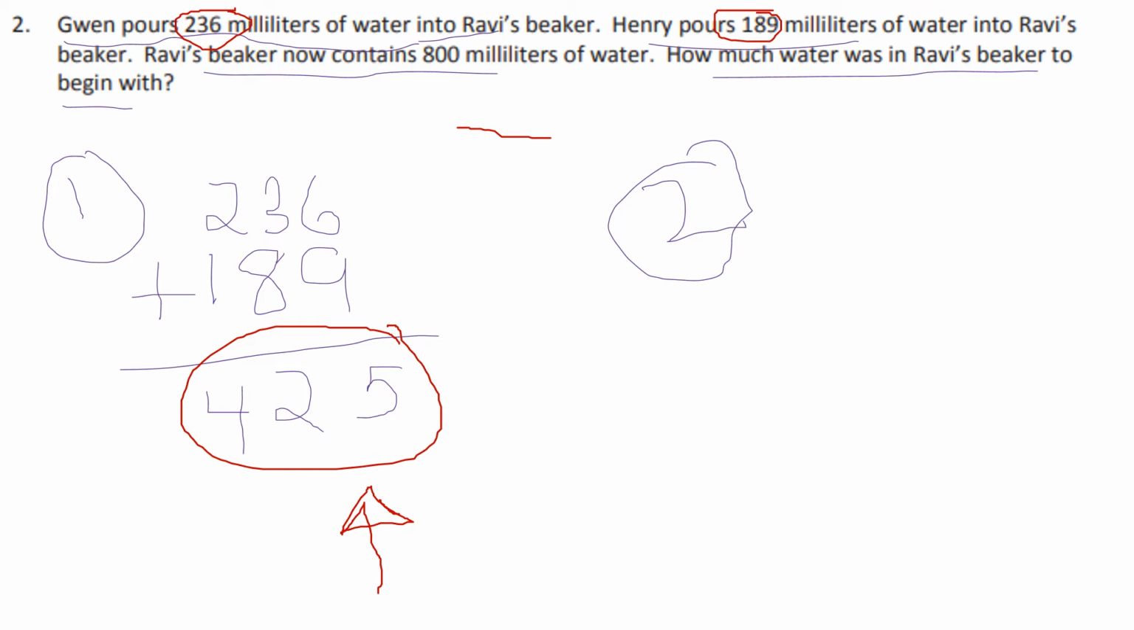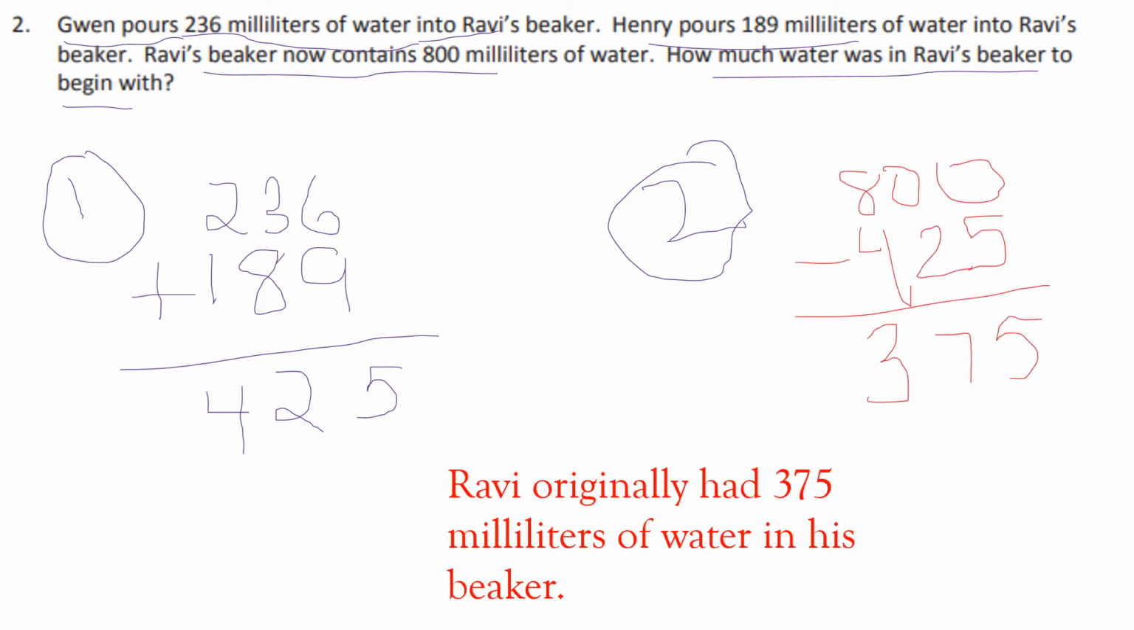All right, and we are going to start going over the answers. Right now, if you need more time, as always, just press pause. So here you can see what I did was I subtracted Ravi's 800 milliliters of water, which is this first number right here, from this new number, the total of Gwen and Henry, which is right here. And when I subtract, I get 375. So I can write Ravi originally had 375 milliliters of water in his beaker. So again, two-step problem. But as we know too, problems can become more than just two steps. So let's keep going.